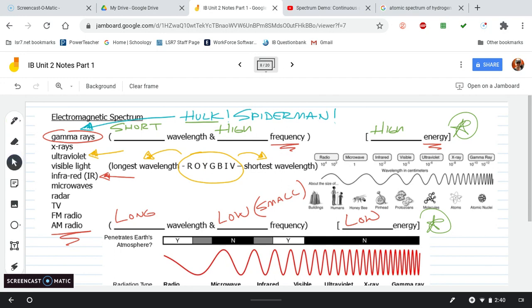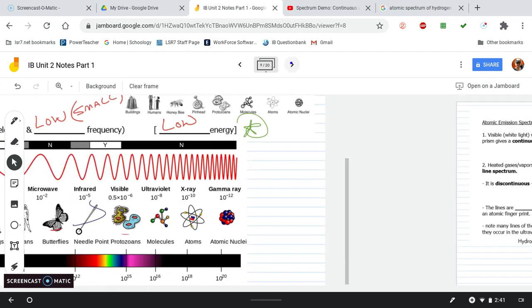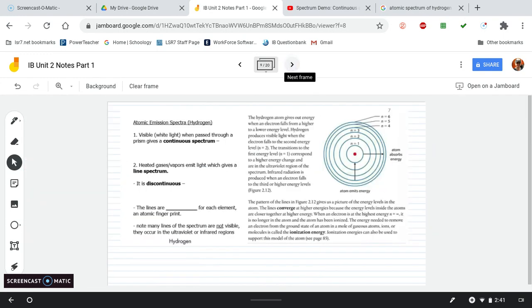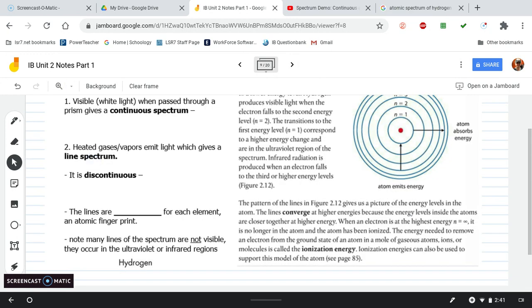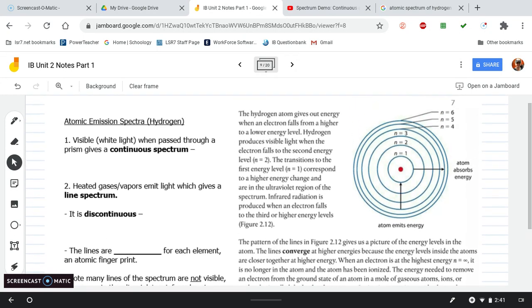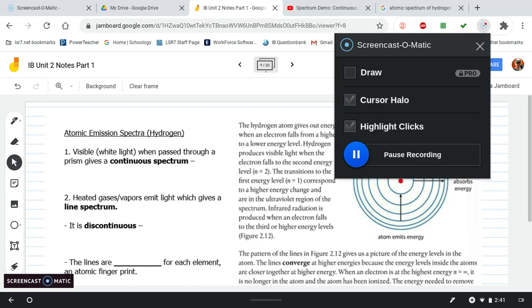All right, so now we slide down here. You can see some more of the same kind of stuff: energy, wavelength, etc. So let's slide over. Now we're going to talk about the atomic emission spectra. This is going to be a little bit more terminology, some things like that. What we've got here is the atomic emission spectra of hydrogen, or really of any element.